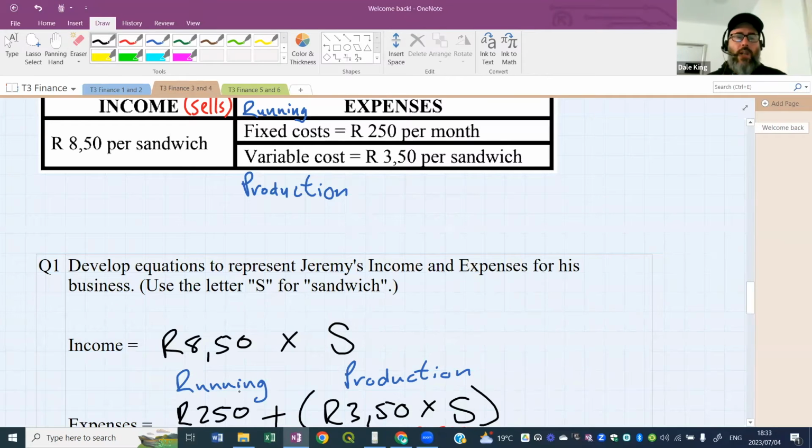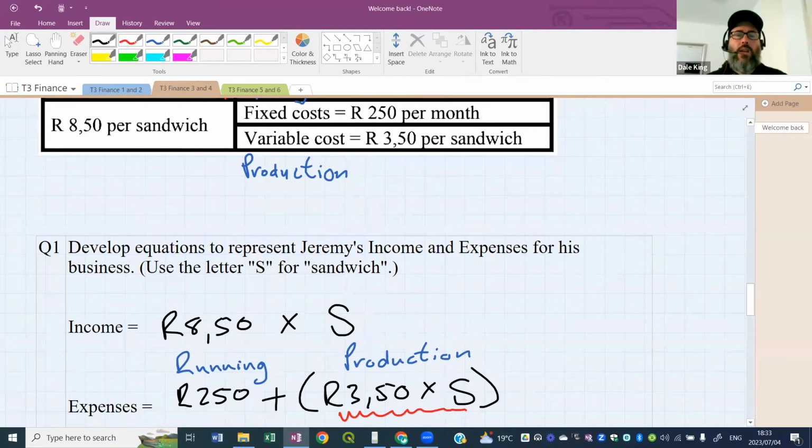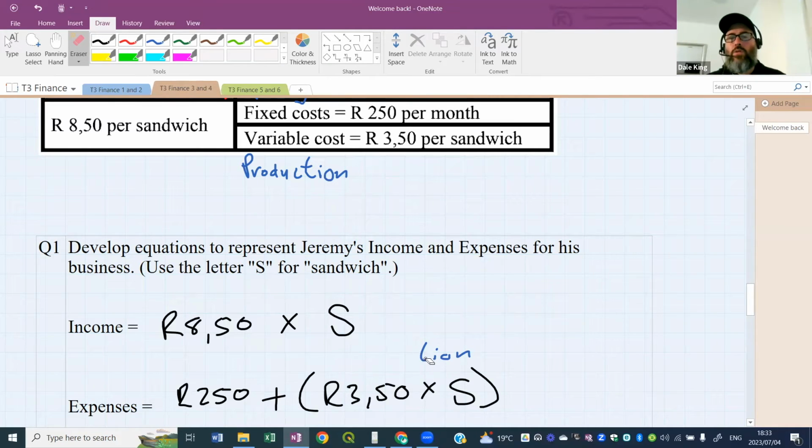All right, so on the left, we have the fixed or running cost, and on the right, we have the variable or production costs. Okay, so your expenses equation must include both of these, fixed and variable, or running and production. Okay, you must include both of them. So now we have two equations that we can use to help this person with this business. Thank you very much for your help, guys, in helping create these equations.